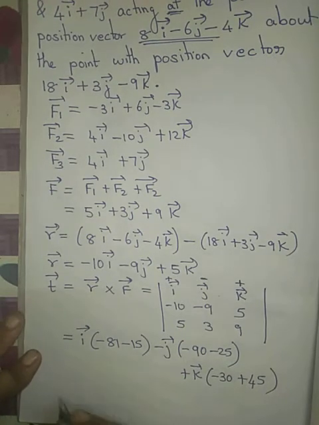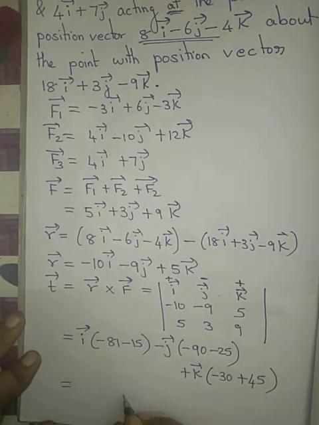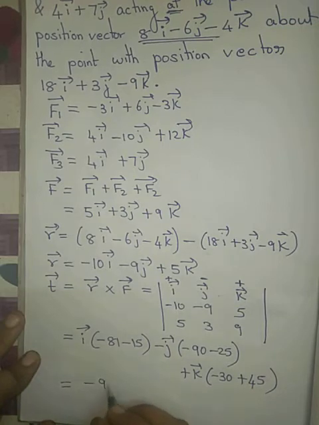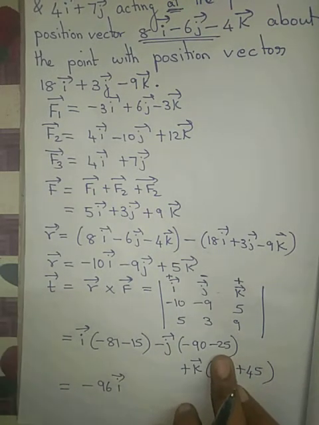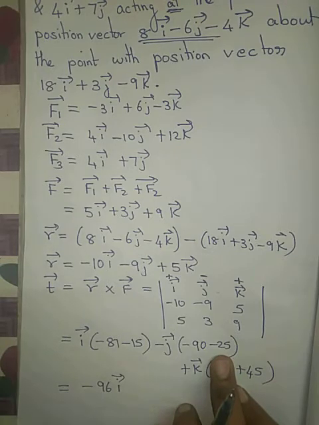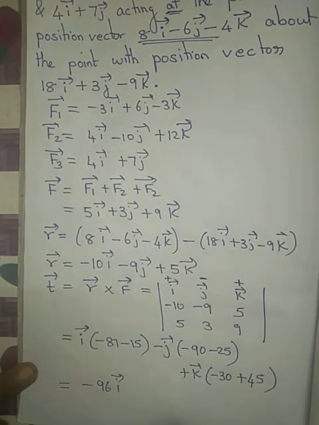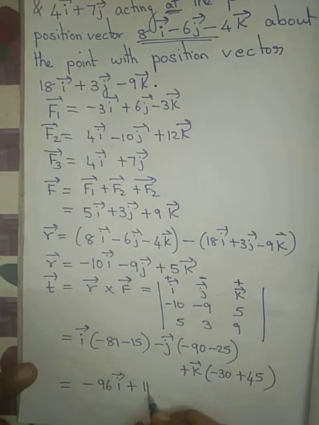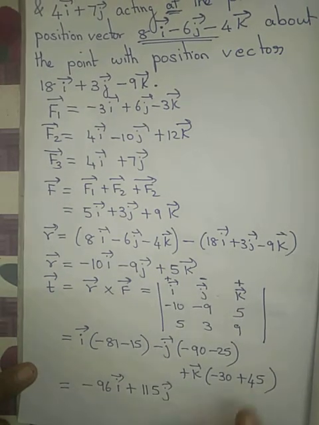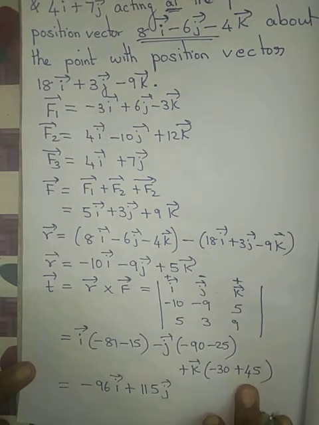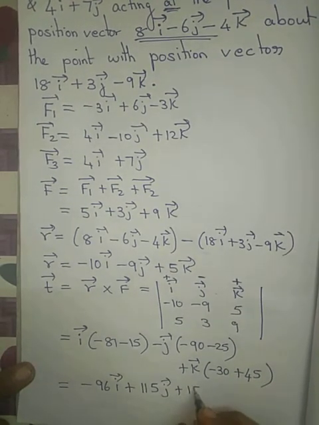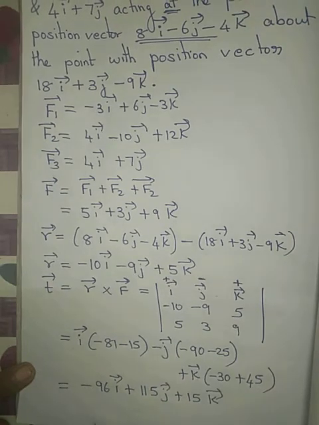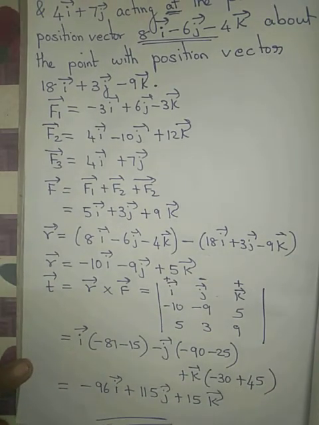Now when I simplify, minus 81 minus 15, I will have minus 96I vector. Minus 90 minus 25, minus 115. But outside we already have a minus sign. So plus 115J vector. Minus 30 plus 45, now 15. Outside you have a plus sign. So plus 15K vector. So this is our answer for the torque.